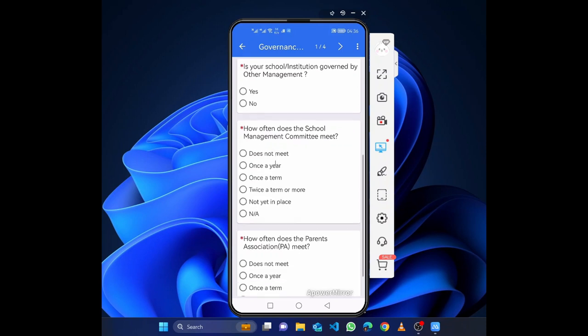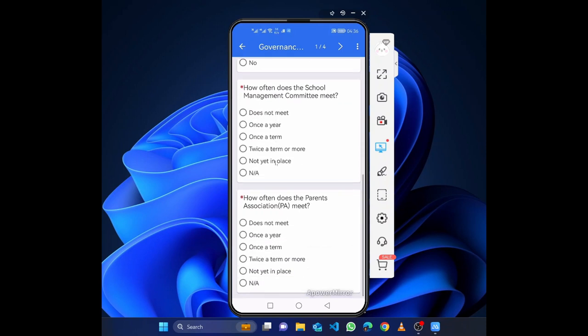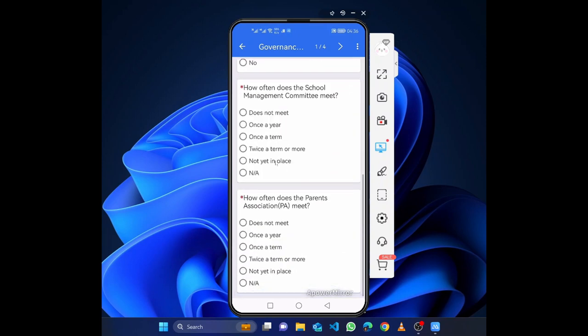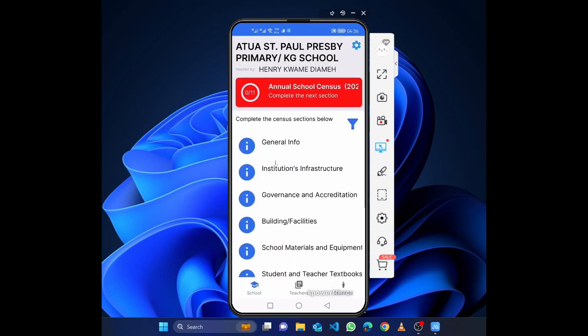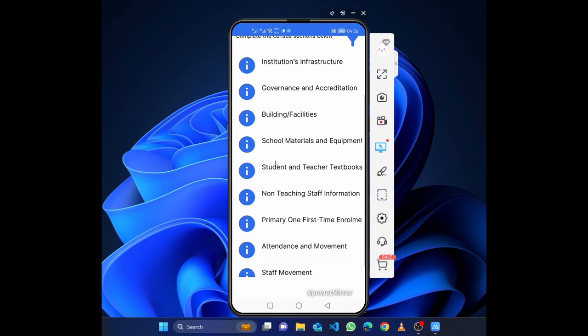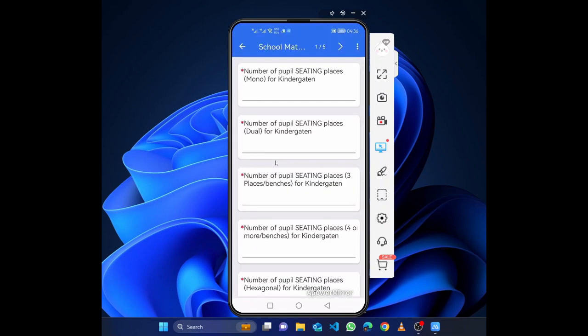You choose. How often does this management meet? You do that. This time around, it's on your phone, not on paper, and this is to be done by the head teacher. Then the next one is school materials and equipment. This comes into play with furniture.